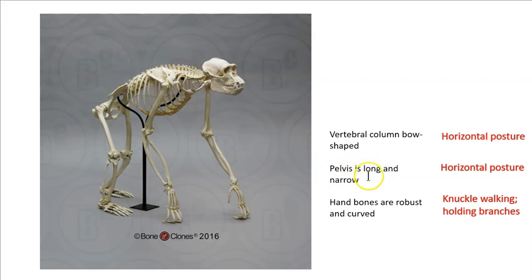The pelvis is long and narrow. Here's the pelvis, and notice it's kind of facing forward, again because of the horizontal posture. And the hand bones are robust and curved. Well, these creatures are knuckle walkers, and of course they do a lot of holding on to branches. So look at the size of these hand bones. So they're very strong because they have to support the weight of the animal when it's doing the knuckle walking, and they're curved, and that's an adaptation for hanging on to branches.